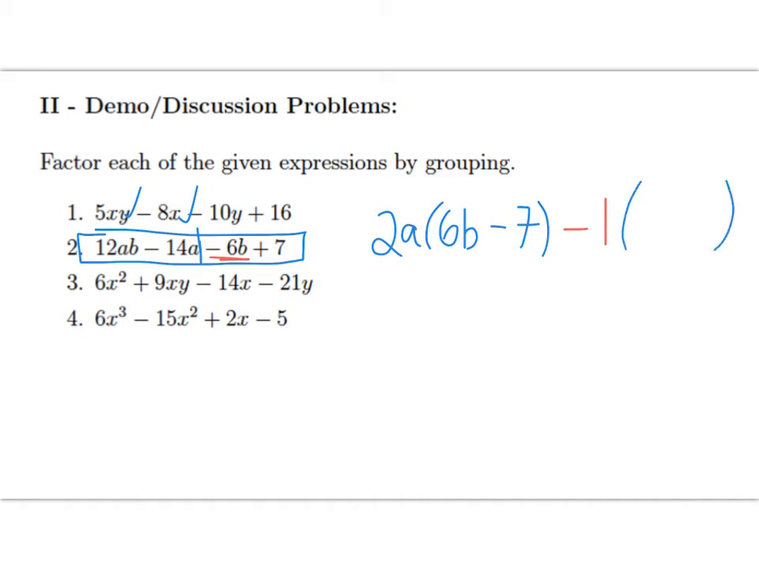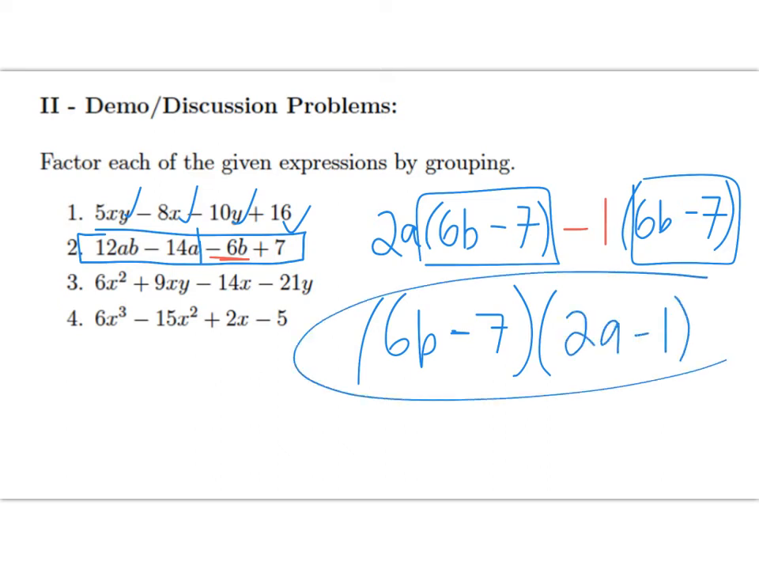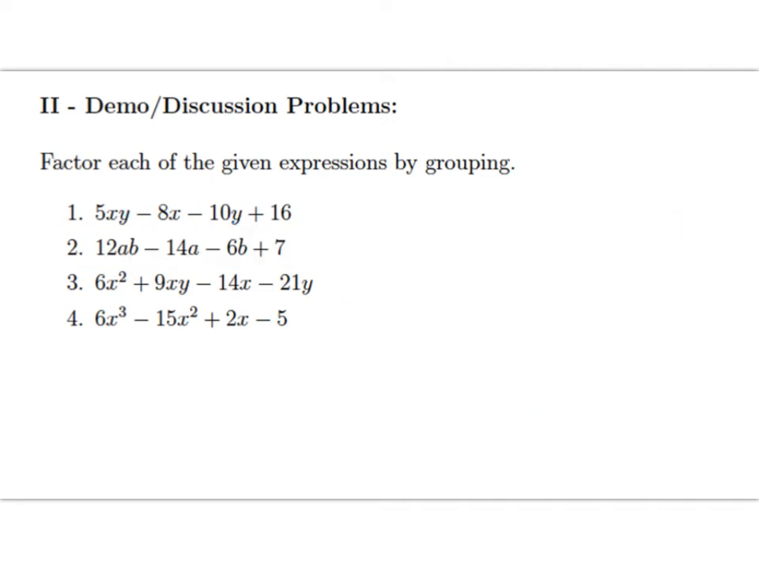If you think about it, negative 1 times a positive 6b makes a negative 6b, and negative 1 times a negative 7, a negative times a negative, makes a positive. Oh, look, we have our greatest common factors. We'll pull that out, and then we'll write the leftover. And we have successfully, again, factored by grouping.